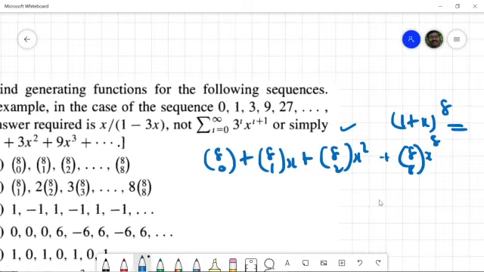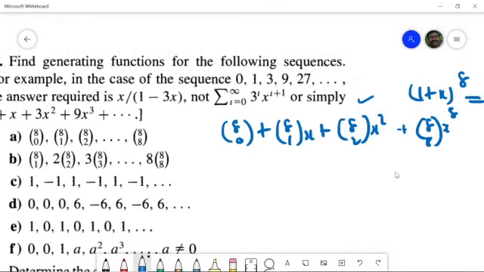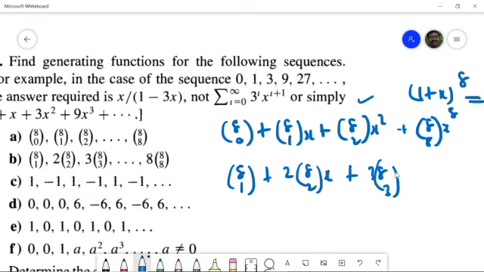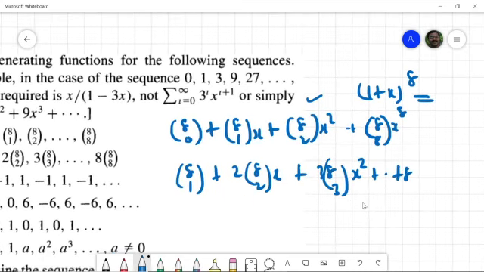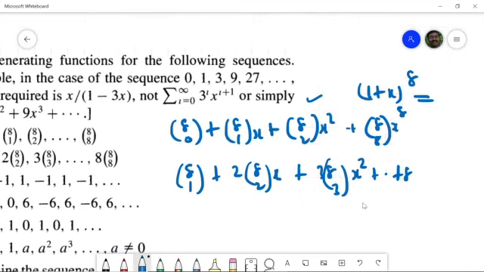Now see the second question. Just write down 8 C 1, 2 times 8 C 2, 3 times 8 C 3. How will you write it? First let us write down the generating function, which is nothing but 8 C 1 plus 2 times 8 C 2 x plus again 3 times 8 C 3 x square plus etc. So when it is 8 into 8 C 8, it will be simply x raised to 7. Now this is the generating function.